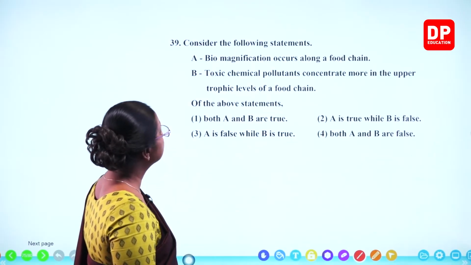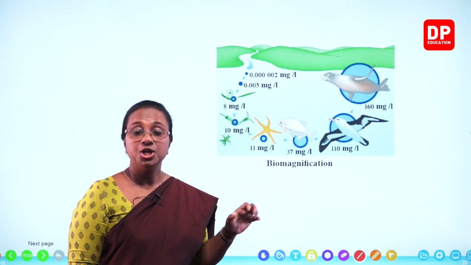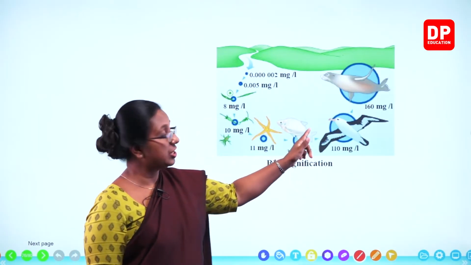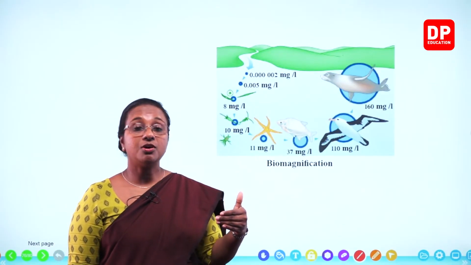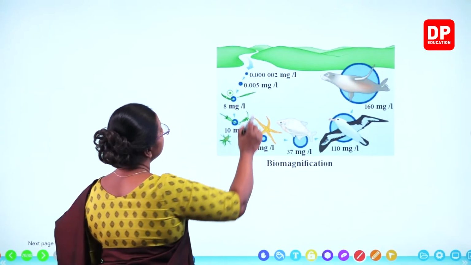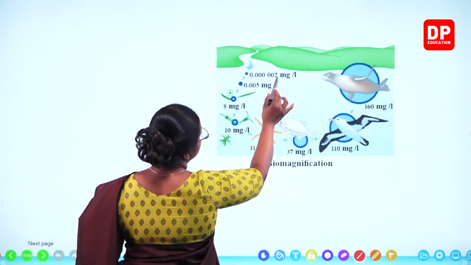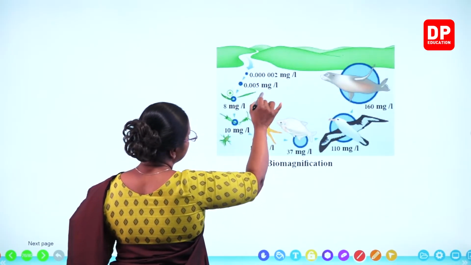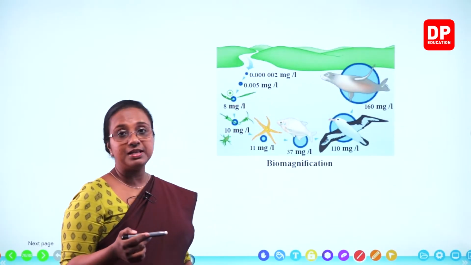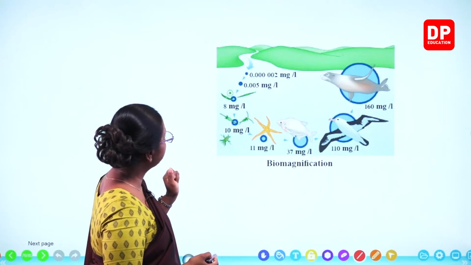Now we will try to understand this here. I have put the diagram, that is biomagnification. You know what biomagnification is. Accumulation of pollutants through the food chain where the amount of that toxic substance increases as you go up the trophic level. So, here you can see if there is a toxic substance, a pollutant, 0.000002 milligram per liter. When it gets accumulated in the water body, you can see the concentration increasing, 0.005 milligram per liter. Then, if it is consumed by the planktons, here you can see 8 milligram per liter.